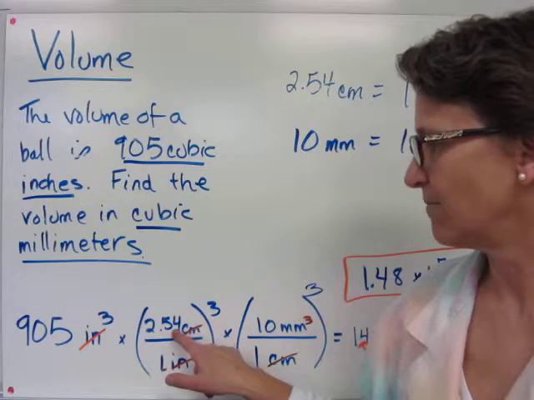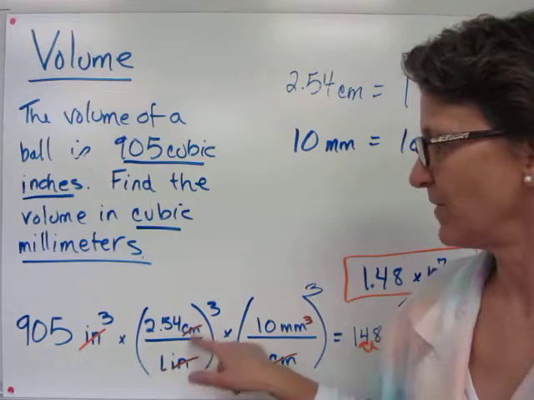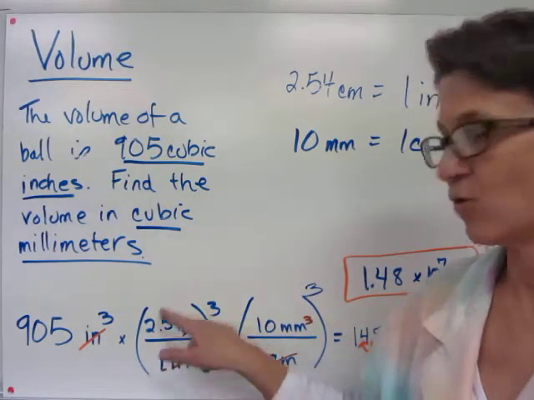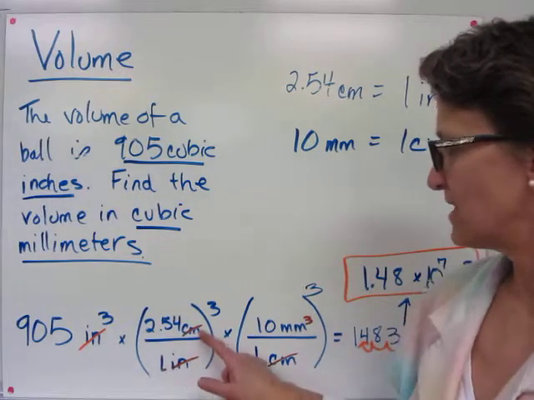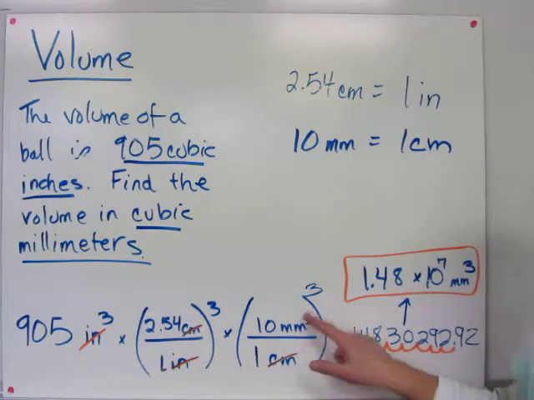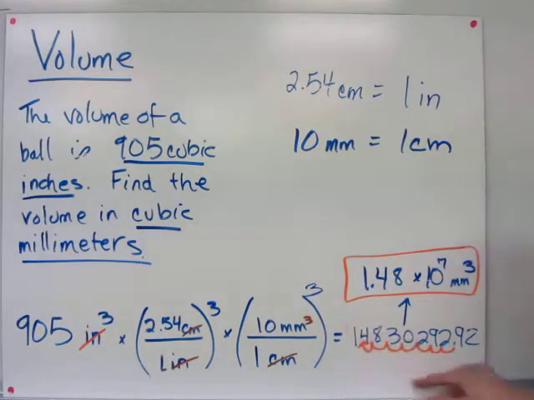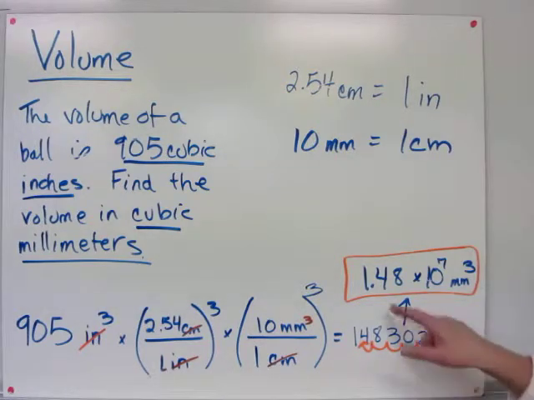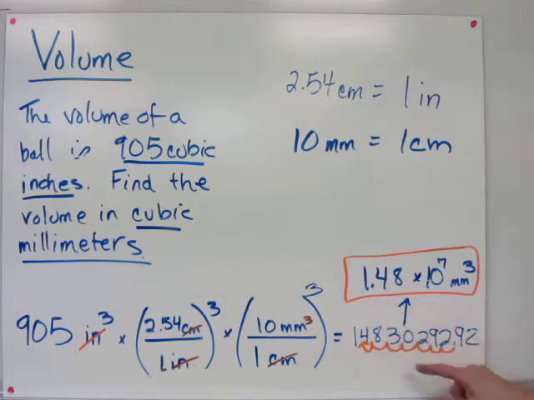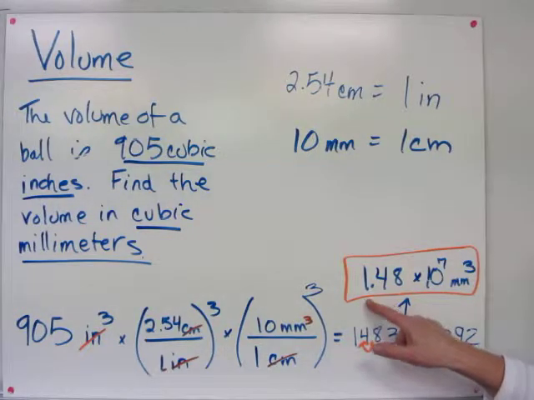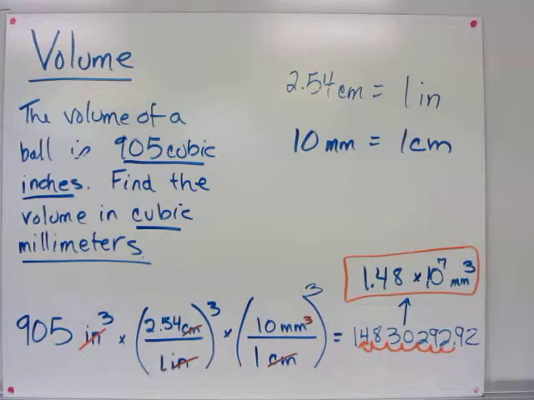So I have the centimeters on top, inches on the bottom, and then I'm cubing the whole quantity. My centimeters changed to millimeters, again, cubing the whole quantity. My final answer, you'll have this huge number on your calculator. Round to 3 sig figs for the mantissa. Move your decimal place to the proper location, and you have 1.48 times 10 to the 7th cubic millimeters.